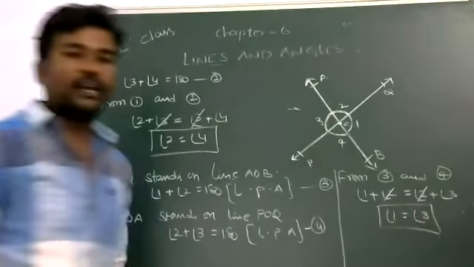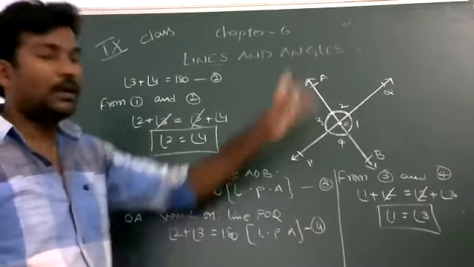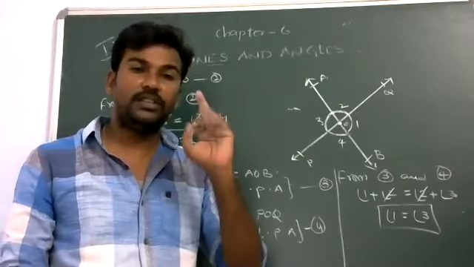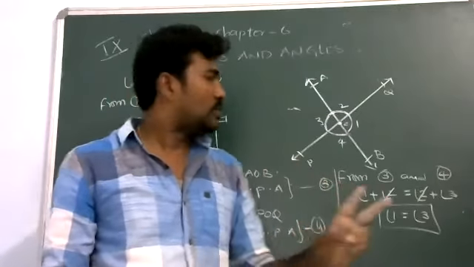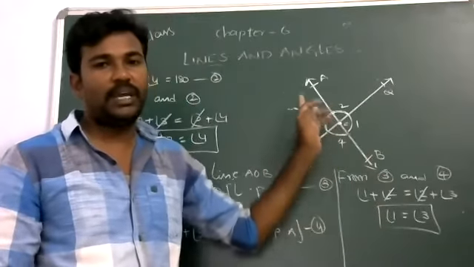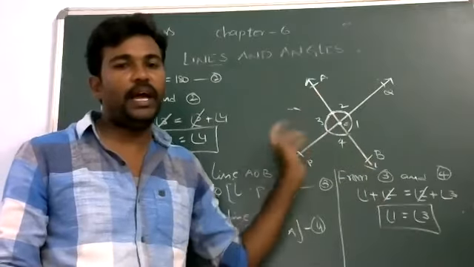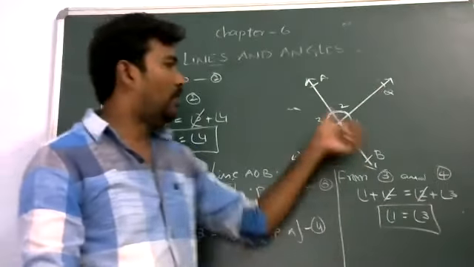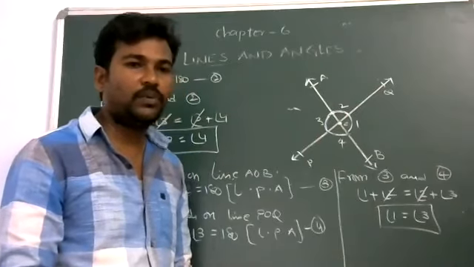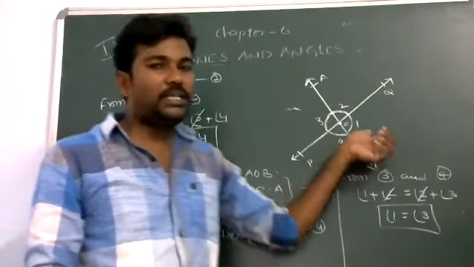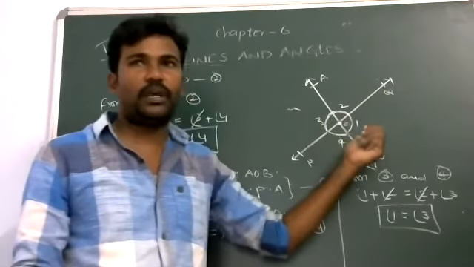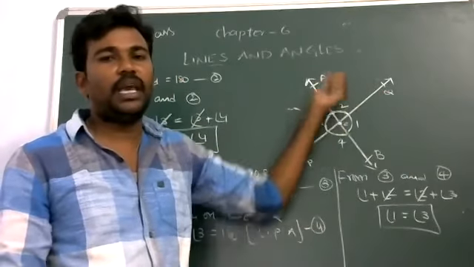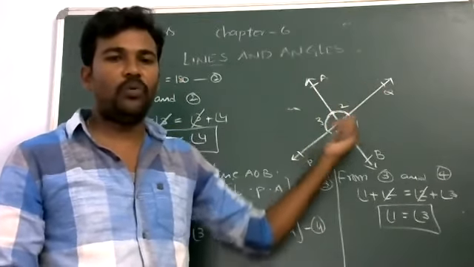So therefore, finally you can conclude that if two lines are intersected, I am taking one line AB and PQ as two lines. These two are intersecting at O. So now, what are the angles? You can assume this one as angle 1, 2, 3, 4, no problem. Otherwise, you can write AOQ, AOP.